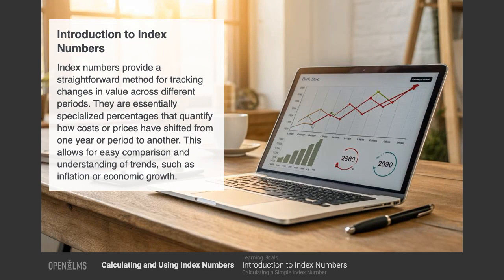Introduction to Index Numbers. Index numbers provide a straightforward method for tracking changes in value across different periods. They are essentially specialized percentages that quantify how costs or prices have shifted from one year or period to another. This allows for easy comparison and understanding of trends, such as inflation or economic growth.